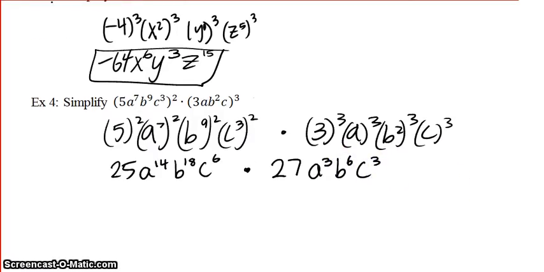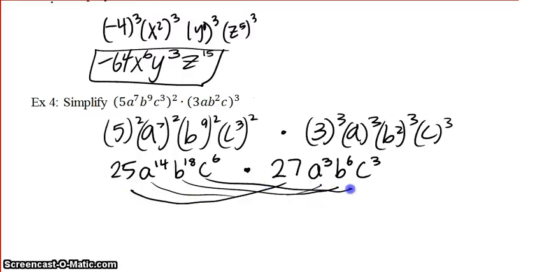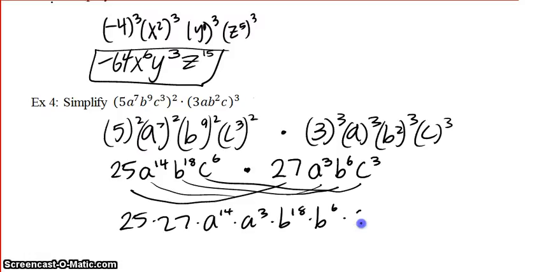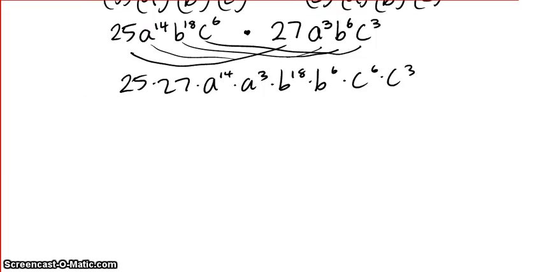So now, again, we can rearrange this order. We can multiply these two together because we've multiplied monomials. Multiply these two together, these two, and these two. Now keep in mind, we really have 25 times 27 times a to the 14th times a to the 3rd times b to the 18th times b to the 6th times c to the 6th times c to the 3rd. You don't have to rewrite it like this, but I want to show y'all.